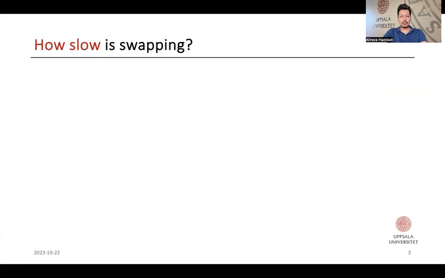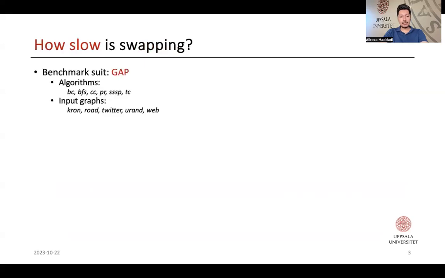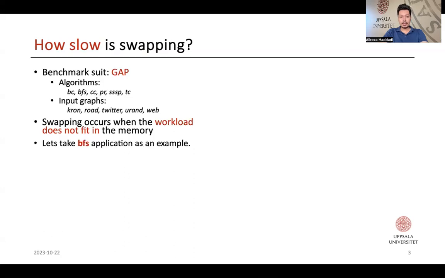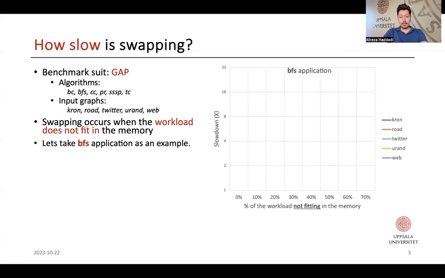Now let's see how slow swapping is. In this work, we have used the GAP Benchmark Suite, which has 6 different algorithms and 5 different input graphs. And I should note that swapping only occurs when the workload does not fit into the main memory. Let's take the BFS application as an example. In this graph, we are going to see the amount of slowdown we get if a percentage of the workload does not fit into the main memory.